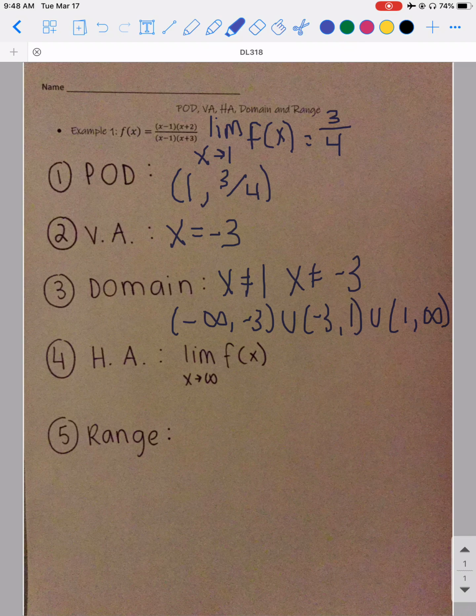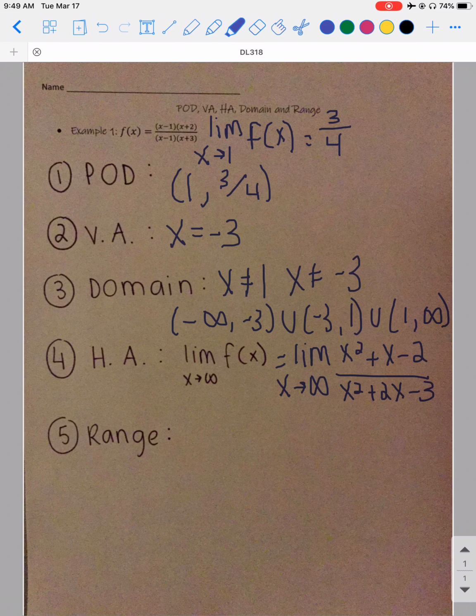Before moving on to find my range, I'm going to need to figure out my horizontal asymptote first. I do that by finding the limit as x approaches infinity of my function, or the end behavior. So if you recall, we did this last unit. It's helpful if I rewrite this as the limit as x approaches infinity of our function multiplied out, which is x squared plus x minus 2 over x squared plus 2x minus 3.